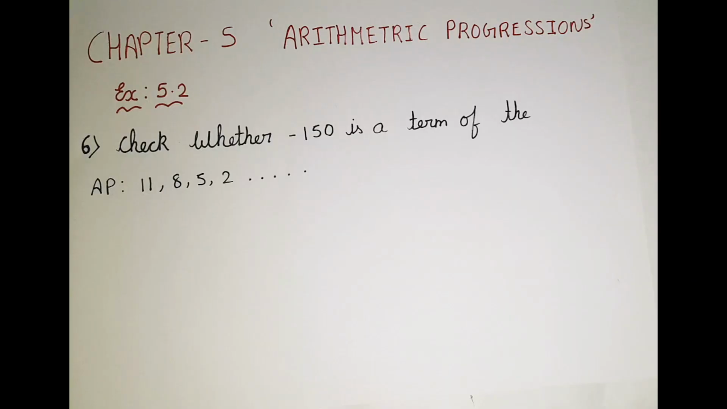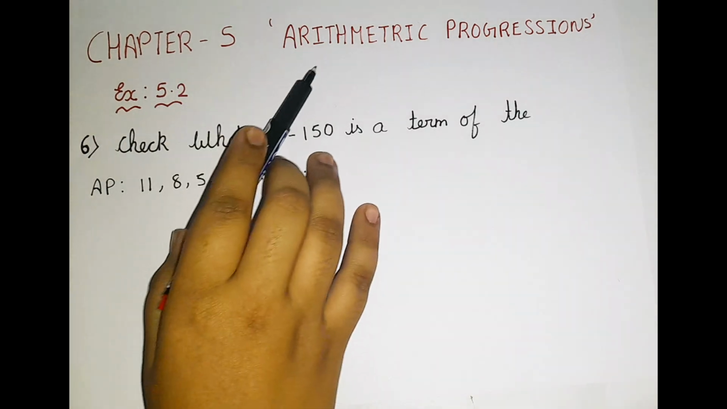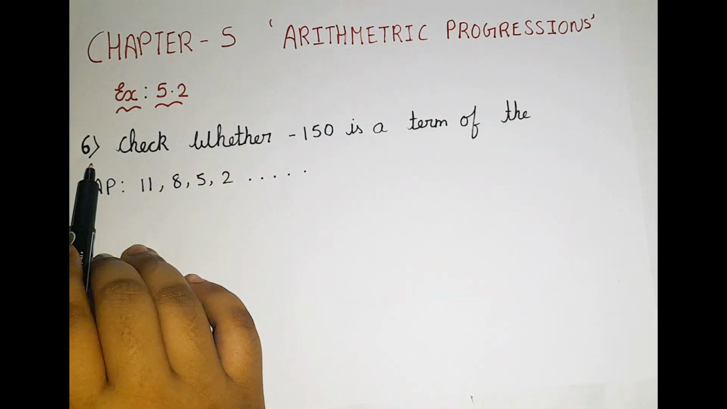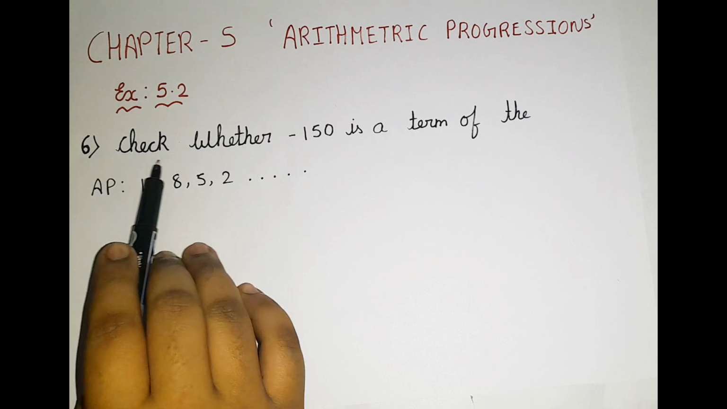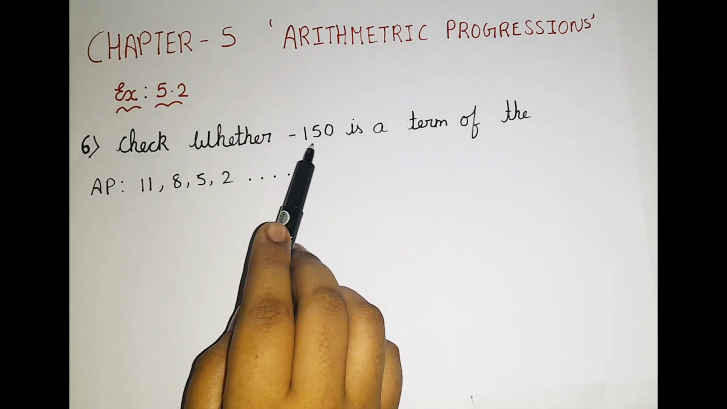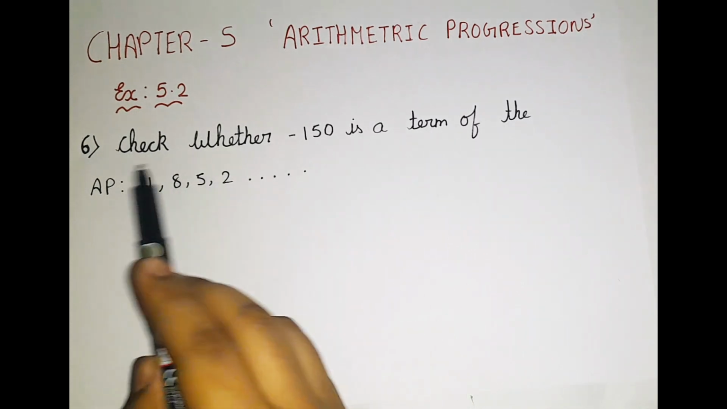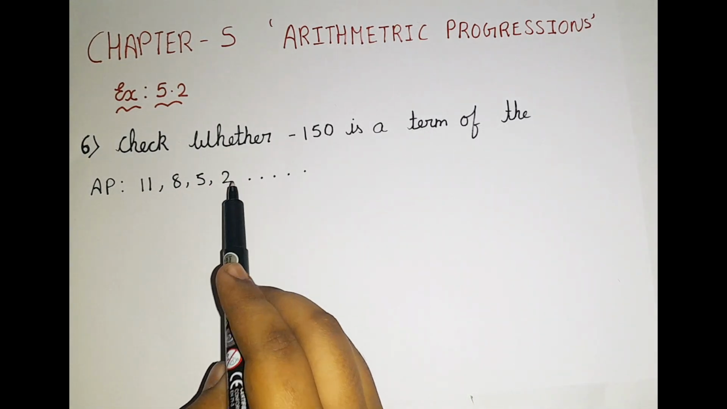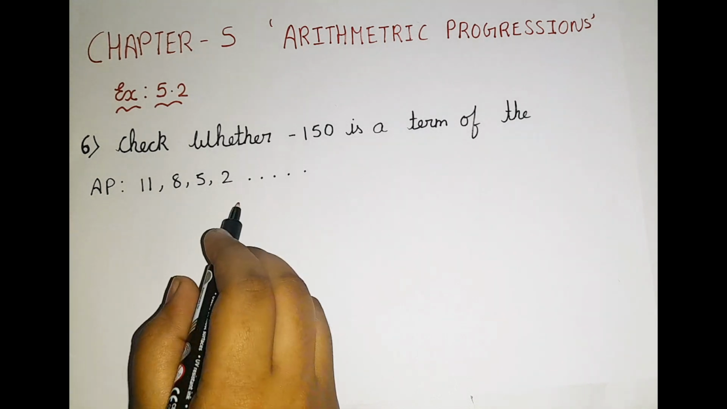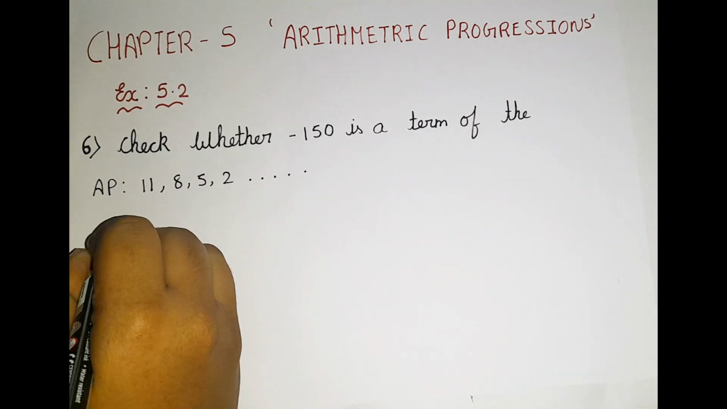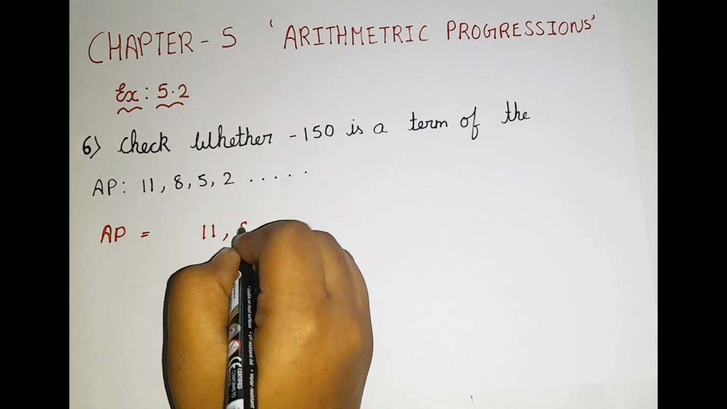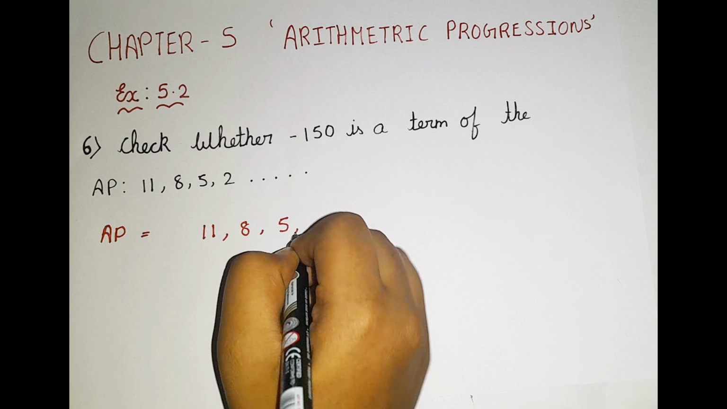Today we are going to be learning Chapter 5 Arithmetic Progressions, Exercise 5.2, 6th question. Alright, now let's read the question. Check whether minus 150 is a term of the AP 11, 8, 5, 2. So now let us write the AP as it is here. So AP is equal to 11, 8, 5, 2.